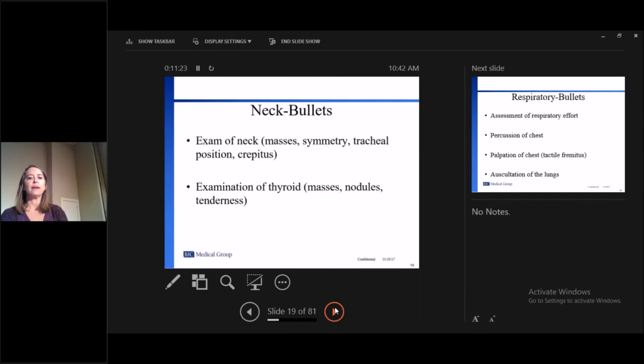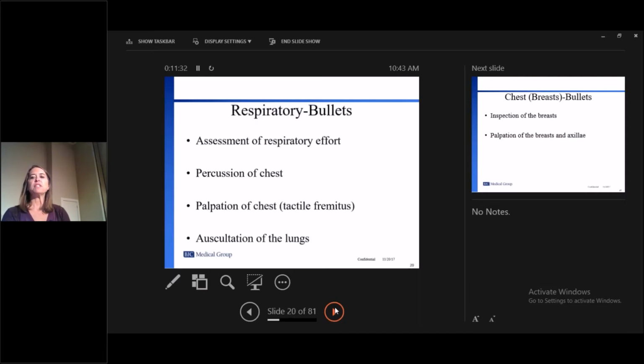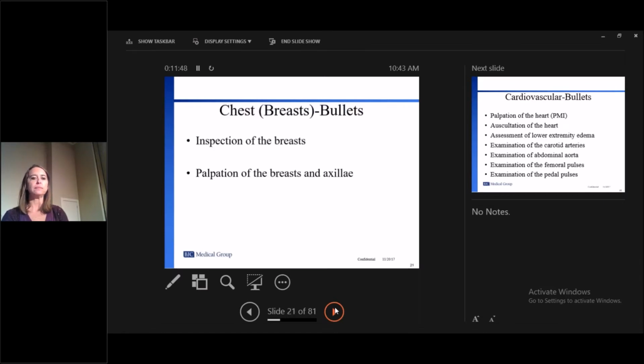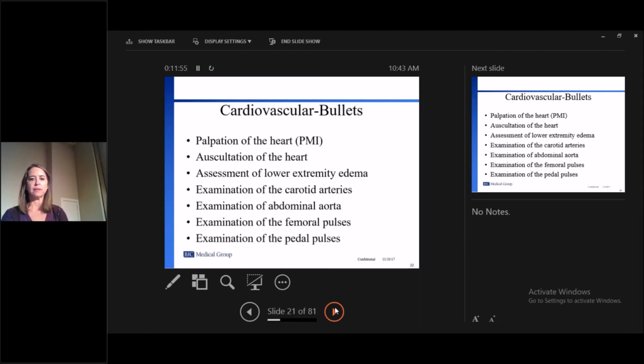For your neck, looking for crepitus and is their trachea aligned? You're going to be feeling for your thyroid and masses. For respiratory, documenting the respiratory effort. Are they having subcostal retractions? Are they in no acute distress? Their percussion of their chest, feeling for tactile fremitus if you're doing that, and then the auscultation of the lungs. For chest and breast, inspection of the breast and palpation of the breast are both notable bullets.